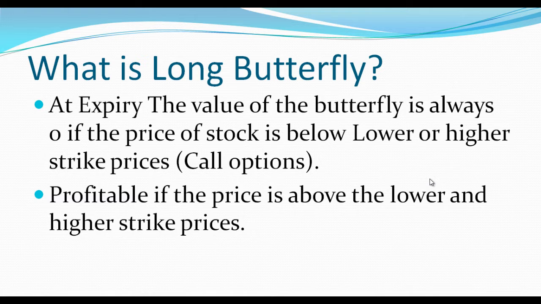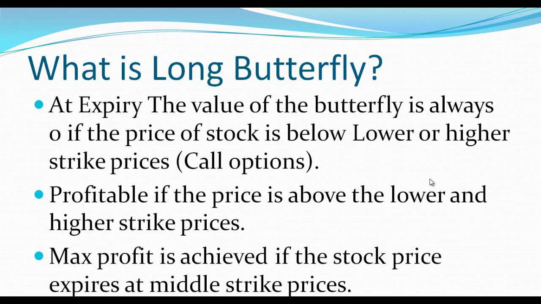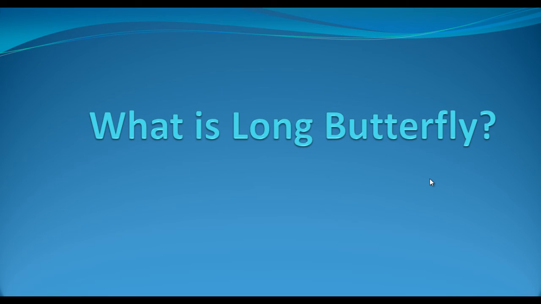It is profitable if the price is between the lower and higher strike prices. So basically we need the price to be within that band. If it stays, we usually end up in profit. Max profit is achieved if the stock price expires at the middle strike price. So always try to find that price. If your stock expires at that price, you get to keep the full profit potential.